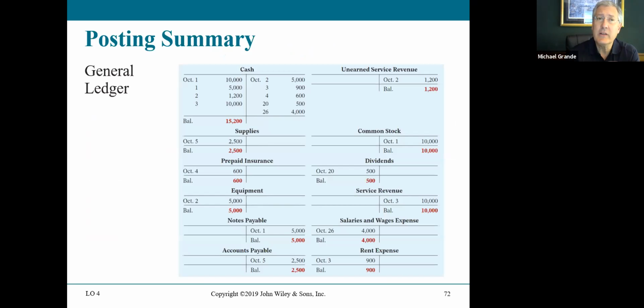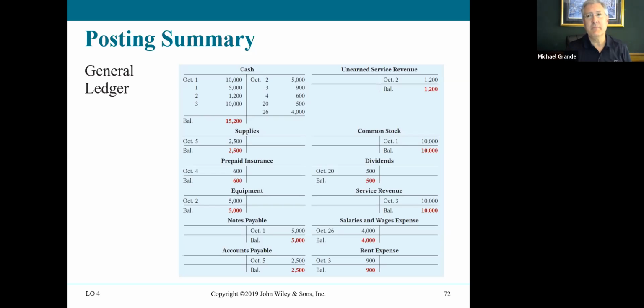And more importantly, when we're done at the end of the month, we're going to take a summary of those amounts. You can look at the cash account. It's a bunch of debits, a bunch of credits. You want to calculate the net amount in each account. And you can see in the cash account, there is a net debit balance. The supplies account only has one transaction, a debit for $2,500. The balance is a net debit $2,500. The same with all the other accounts.